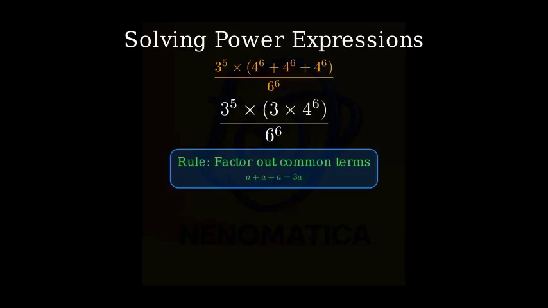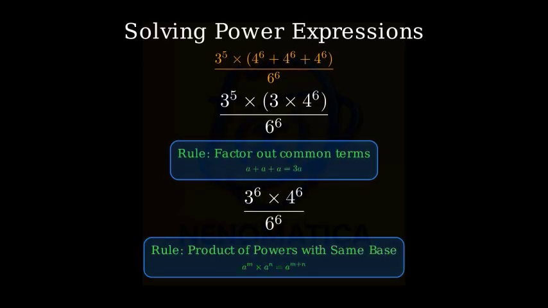We have 3 terms of 4 to the power of 6 being added together, which is the same as 3 times 4 to the power of 6. Next, we can combine the coefficient 3 with 3 to the power of 5. Since 3 to the power of 5 times 3 equals 3 to the power of 6, we can rewrite this as 3 to the power of 6 times 4 to the power of 6, all divided by 6 to the power of 6.